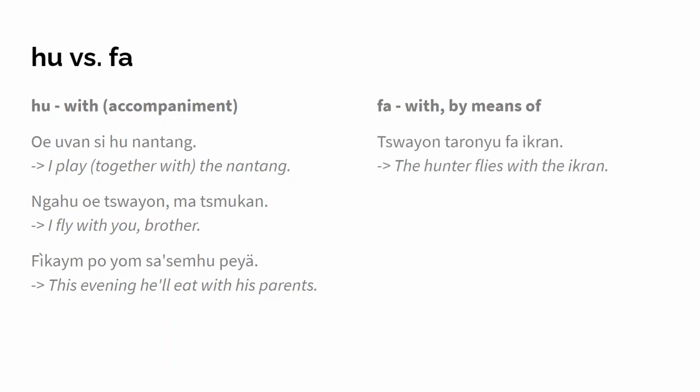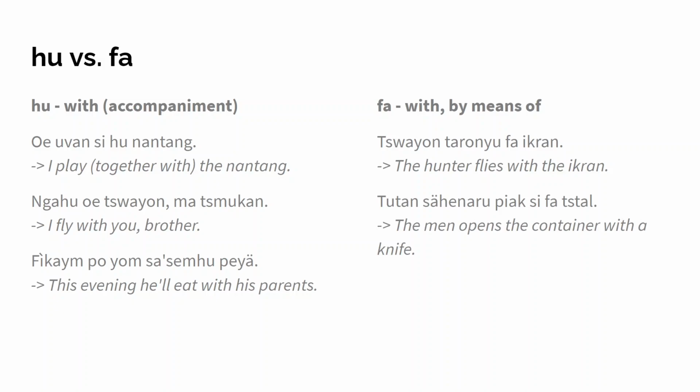Many people that had just started the language would use hu here because they fly together with the ikran, of course, they fly together with their friend. But if you say twayon oe hu ikran, what we then have in mind, so the mental picture they get, is that the ikran is flying and you are flying next to it. Like, I don't know, you are using your arms as wings and flying happily next to your ikran. You will always fly, or you will always ride your ikran while flying, so you always are flying with the help of the ikran, by the means of the ikran. So, you would use fa here.